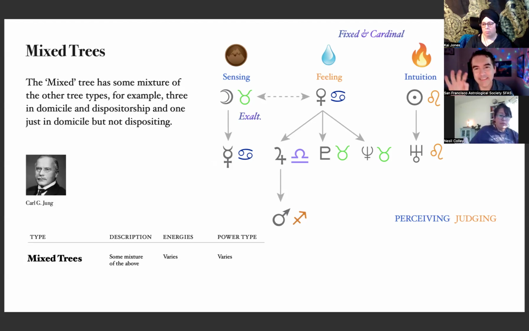Now notice he has these four planets at the top, dispositing his whole chart, and each one of them is in a different element. He's got all the elements covered. And we're going to see that there's actually more information we can get from that.